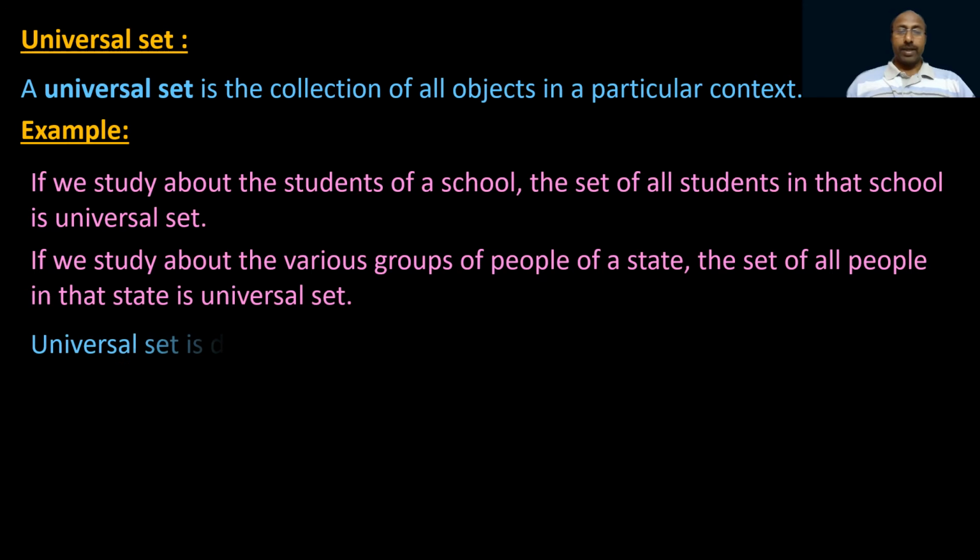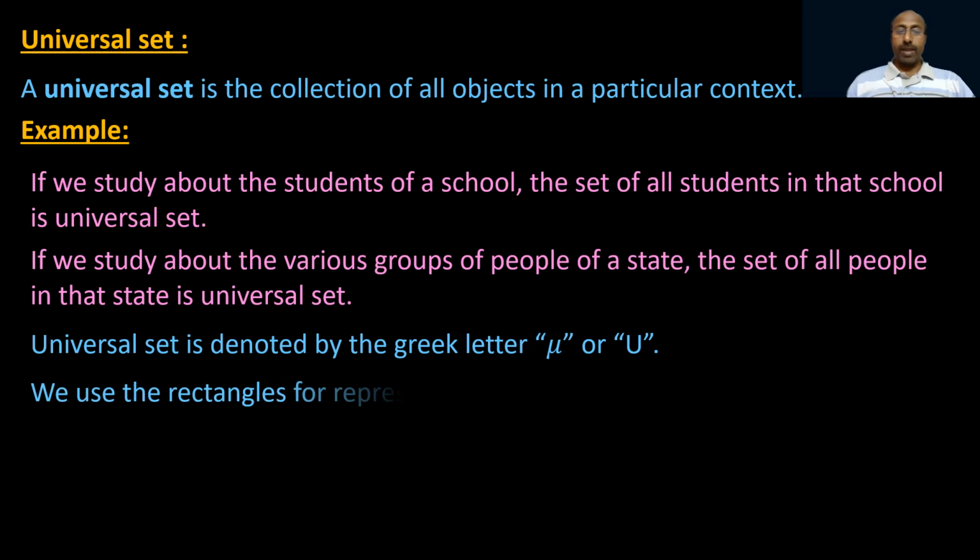The universal set is denoted by the Greek letter mu. This letter is called mu. Likewise, this letter is also a Greek letter called mu, or we can denote the universal set also by a letter like capital U. We can denote it in both ways, and we use rectangles for representing universal sets in Venn diagrams.